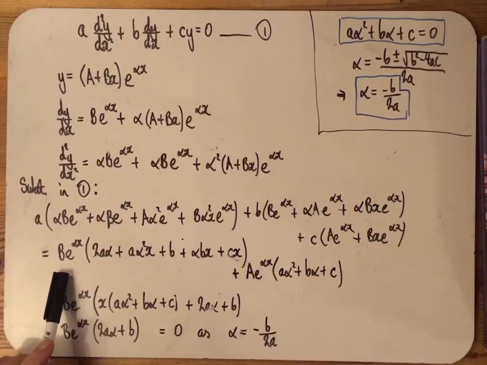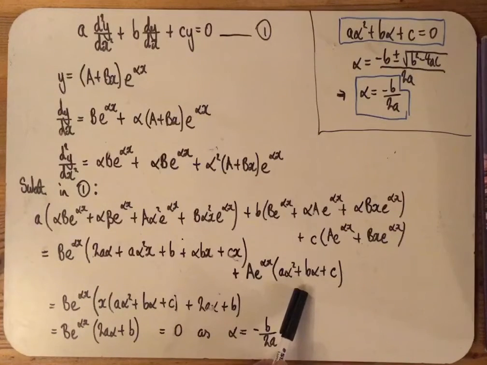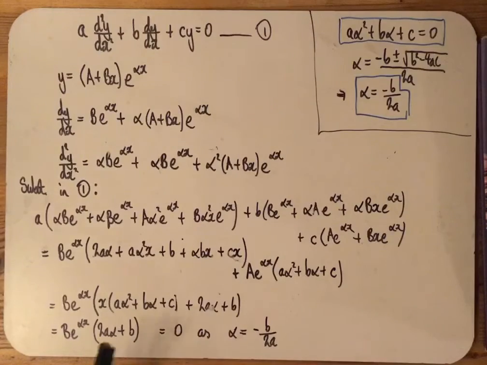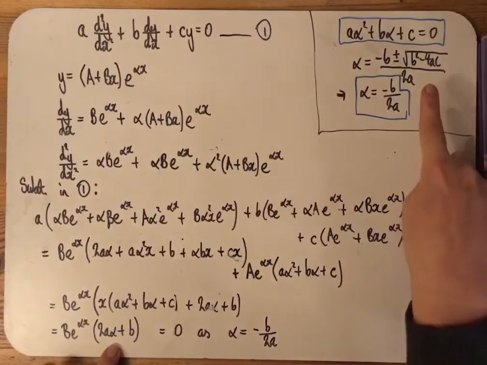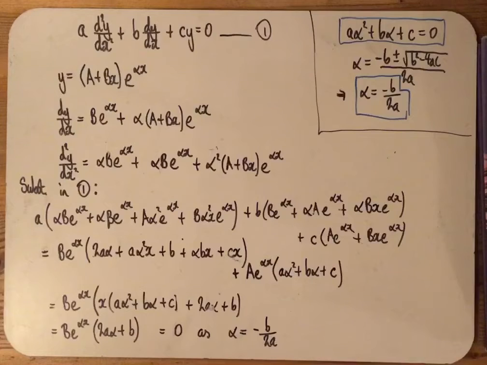Then you pull out b e to the alpha x, which takes you to here. Pull out a e to the alpha x, which takes you to here. This bit here equals 0 from here. And then factorising out this bracket, so pulling an x out, this equals 0, so that goes. You're left with 2a alpha plus b, but we know that alpha is equal to minus b over 2a, and so the whole thing equals 0 as required. So that's the algebra behind the scenes, so to speak. But you really don't need that. But it's not a bad little exercise to do if you fancy it.